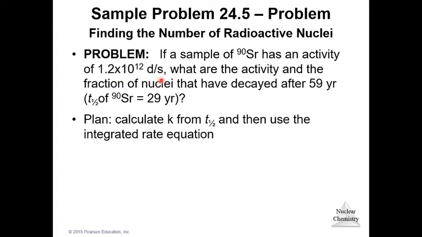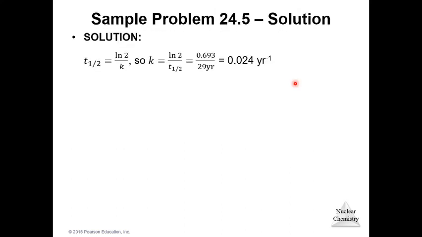And here's our activity at time 0. What's our new activity after 59 years? Remember, always make sure your answer makes sense. More than one half-life has gone by, so more than half will have decayed, less than half will be left. Okay? All right, so here's our solution.